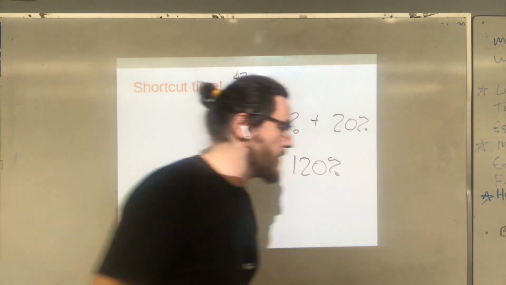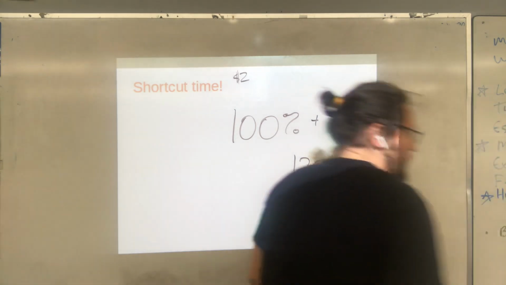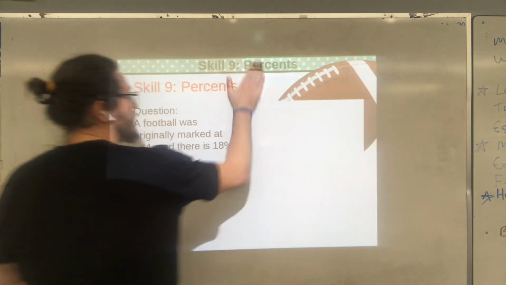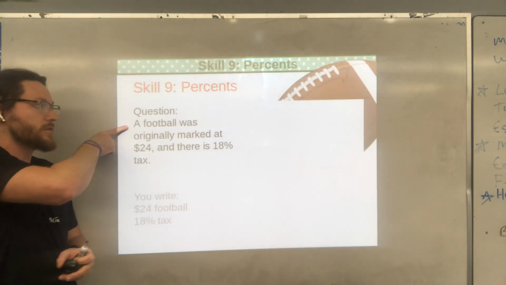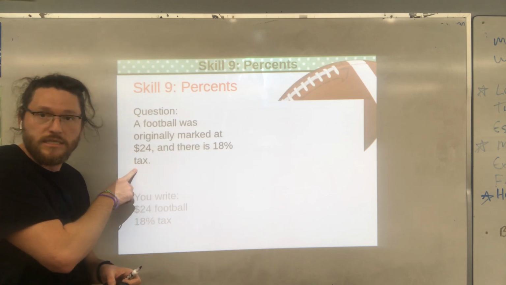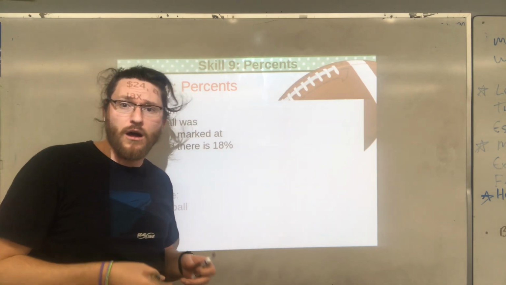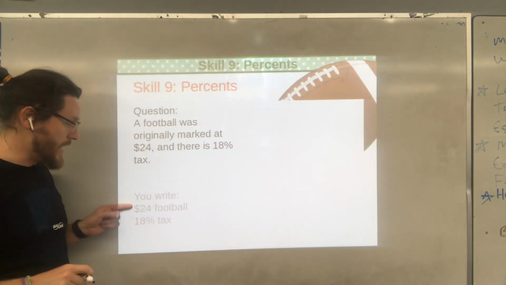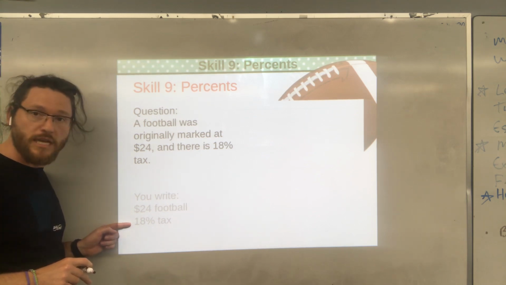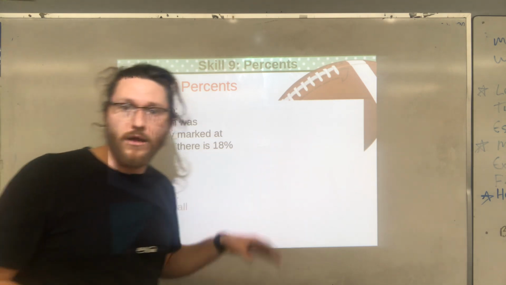Okay, so the first video today, we're going to go through a couple of these, and I want this first one in your notebooks. This one deals with a football and some tax, right? So if the football originally cost $24 and there's an 18% tax, how much is that going to cost? I want this problem in your notebooks, and all I need you to write on the left-hand side is $24 football, 18% tax, and then the work will go with that.